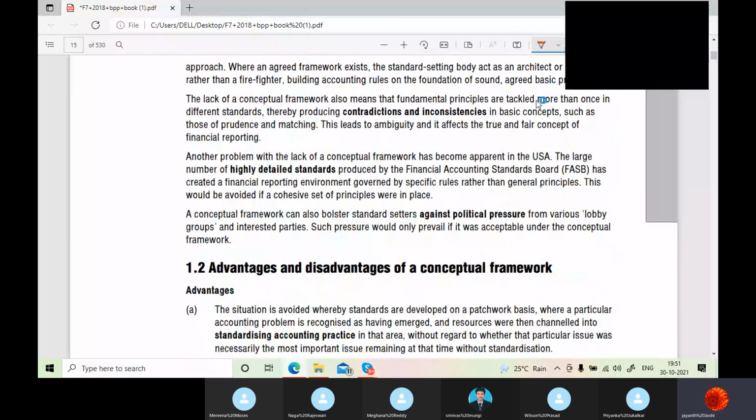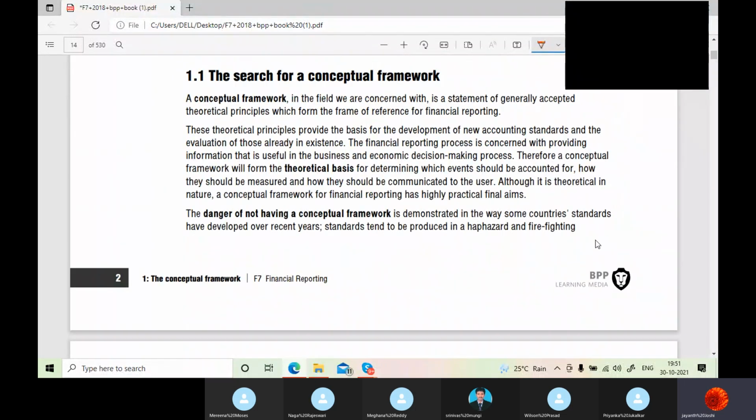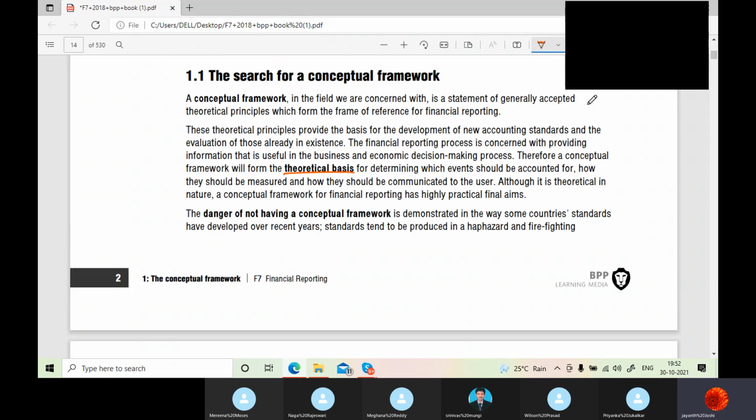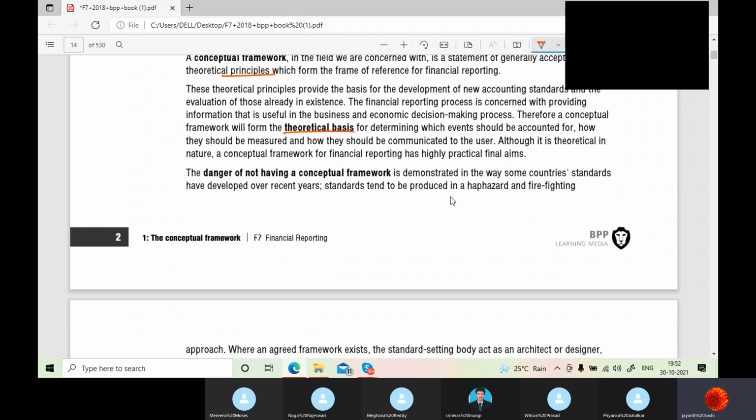So here we did that day, and this conceptual framework we were discussing, correct? So we discussed that a conceptual framework is nothing but theoretical. This is not something which is practical. These are theoretical principles which are used to create accounting standards which every company has to follow, so that there won't be any kind of errors in preparation of statements or reports.